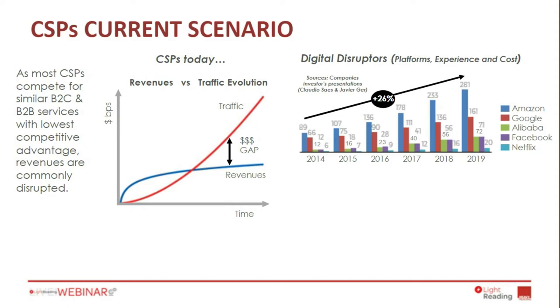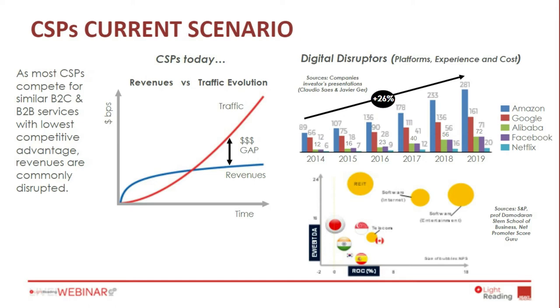And in the picture at the bottom, we have another way to see the same. In this case, combining aspects such as company value over EBITDA, return of capital, and considering also the NPS. The best position in this picture is the upper right quadrant where hyperscalers are. And the worst situation is the lower left quadrant where these six CSP examples and the average are. The bubble size represents the NPS. Again, much better for hyperscalers than for CSPs.